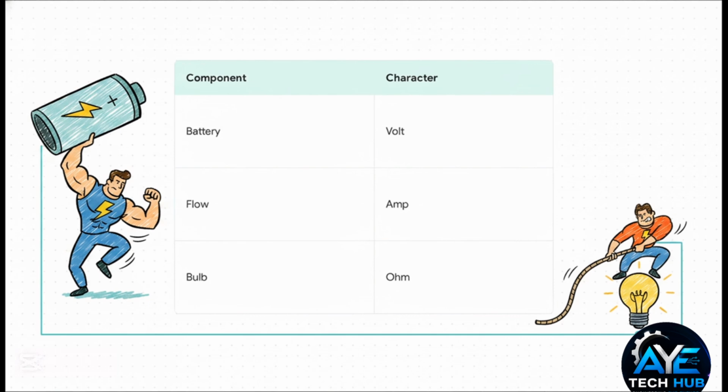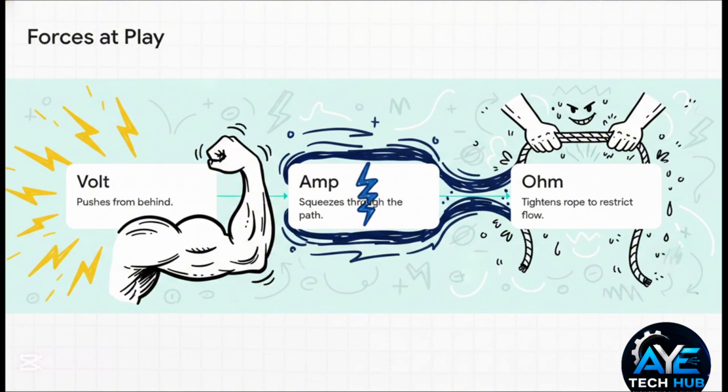To make this super easy to digest, just watch how the textbook science maps perfectly to this vivid little scene. The battery, providing the voltage, is our character Volt, and he is actively pushing. The flow of electrons, our current, is Amp, who's the guy physically trying to move through the space. And the bulb, providing the resistance, is Ohm, standing up at the top, literally pulling on a rope to tighten the pathway.